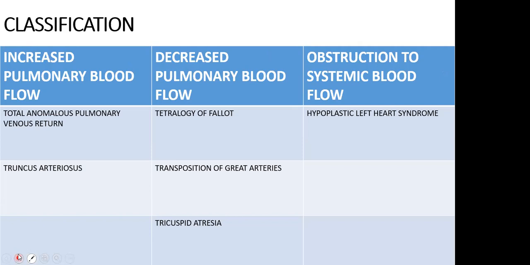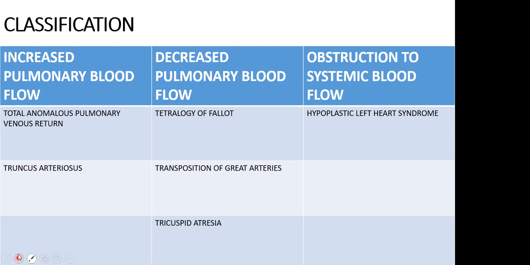For those classed under increased pulmonary blood flow, we have total anomalous pulmonary venous return. In total anomalous pulmonary venous return, by right, the pulmonary vein is supposed to drain into the left atrium, but in this case, everything drains into the right atrium. So there's increased pulmonary blood flow into the pulmonary circulation in this case, as well as truncus arteriosus. As we go down, I'll discuss more about that.